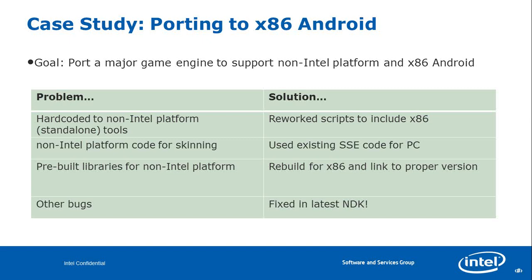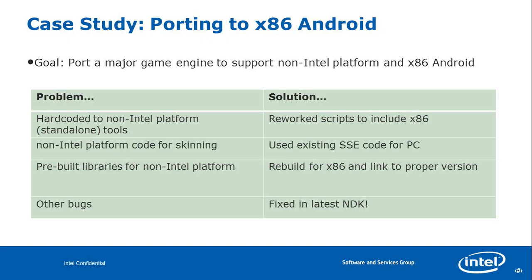It was a major game engine which we ported from Dalvik to NDK. There was an existing NDK for a non-Intel platform. How did we port it onto x86? I have 3 or 4 problems which we faced on porting, versus how we actually ported onto x86. Some of the problems, as I already mentioned, were hard-coded statements or instructions in the non-Intel platform tools which the NDK application used.